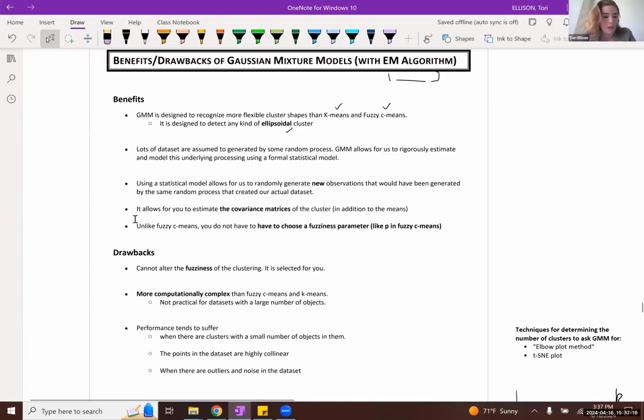Now, the final benefit, you could think of this as a benefit, but you could also think of it as a drawback as well, depending on your particular research goals. So unlike fuzzy c-means, Gaussian mixture models does not allow you to pre-select the overall fuzziness of your fuzzy clustering membership scores. So if you didn't want to think about what would be the best fuzziness parameter, if you didn't want to have to perform parameter tuning, Gaussian mixture models might benefit you.